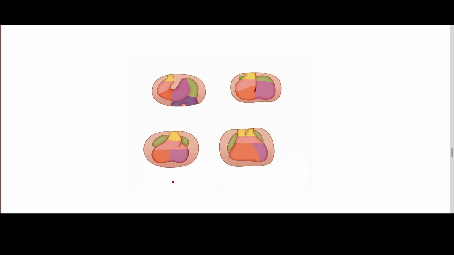Okay, now the next thing we'll talk about is septation of the heart. Okay, building the walls of the heart. Now at this point, even though the heart has transformed into its classic shape, the inside is still a continuous tube.